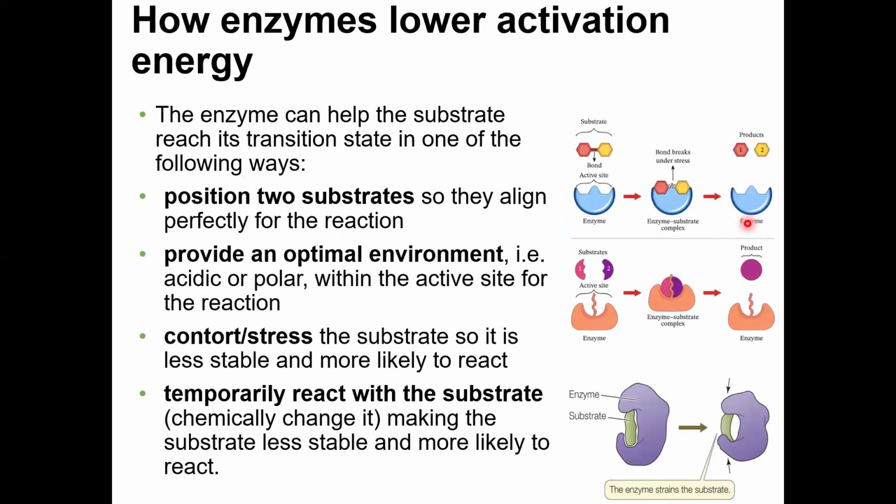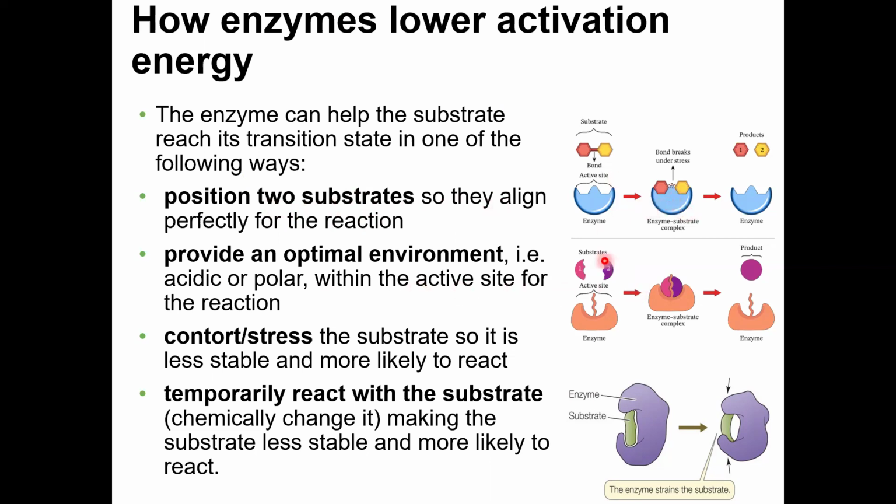Now, how do these enzymes lower activation energy? One thing about enzymes is that they speed up the reaction by lowering the activation energy that you would see within the system itself. So what happens is that it positions the two reactants to align perfectly for the reaction like this.